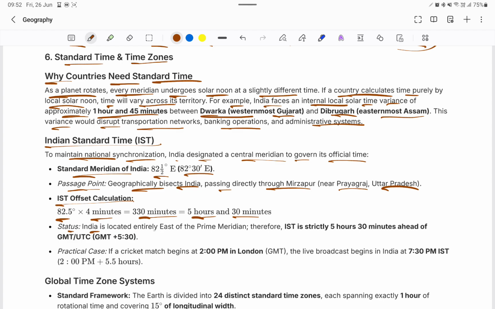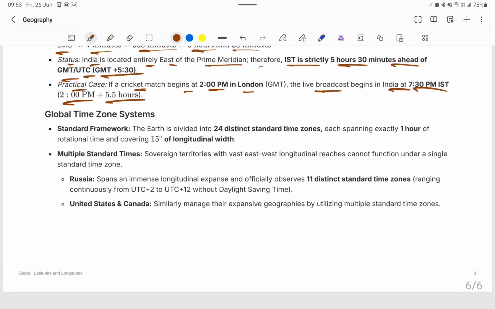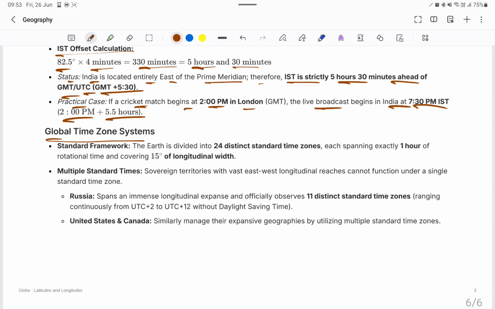India is located entirely east of the prime meridian, therefore IST is strictly 5 hours 30 minutes ahead of GMT, that's UTC. GMT or UTC plus 5:30. Practical case: if a cricket match begins at 2 p.m. in London GMT, the live broadcast begins in India at 7:30 p.m. IST, 2 p.m. plus 5.5 hours, that's 7:30 p.m. Indian time.